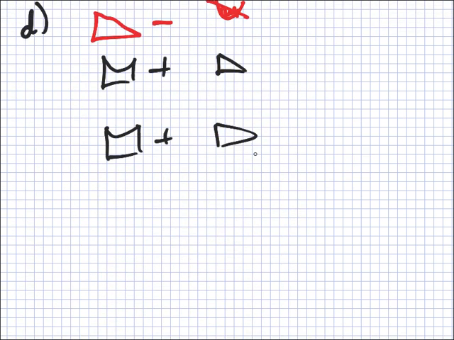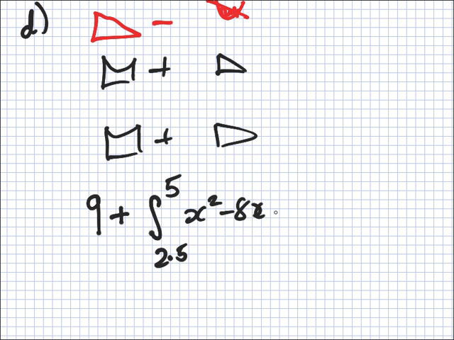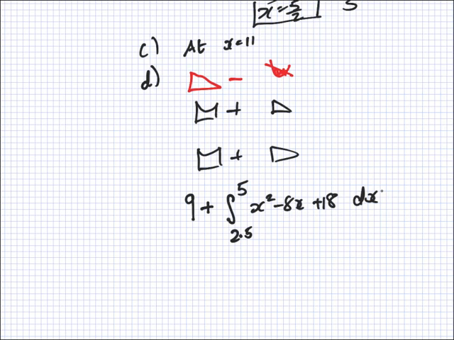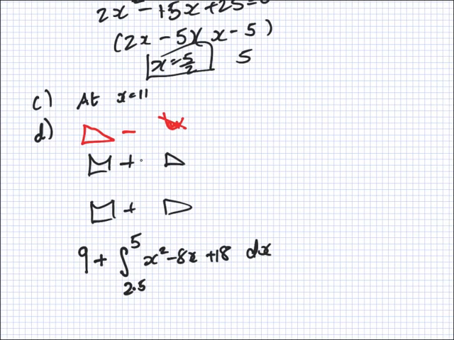So the answer would be 9 plus integrate from 2.5 to 5 of x squared minus 8x plus 18 dx. Now that's even easier than the last one we did because there's only one integration, and it's still 7 marks. Could you have integrated the line between 2.5 and 11? Hang on, let me just pick it up. Between 2.5 and 11, yeah.